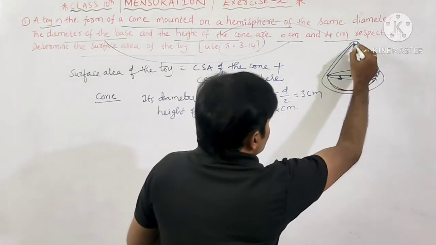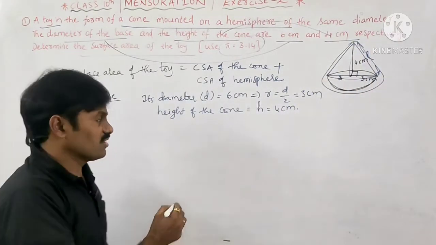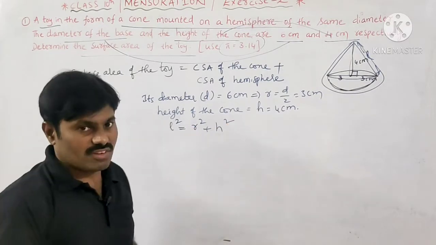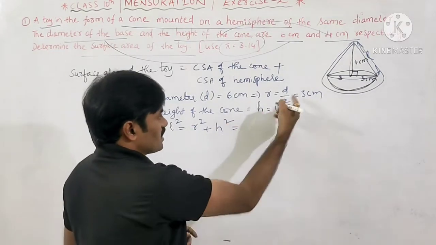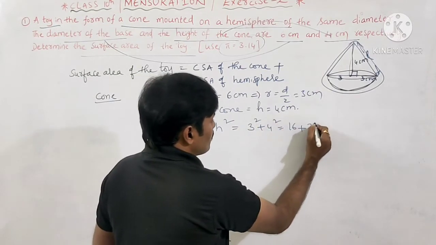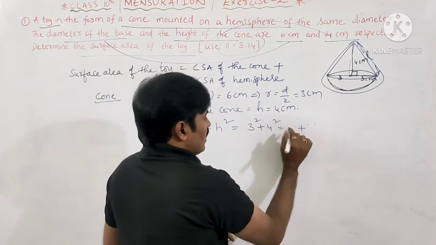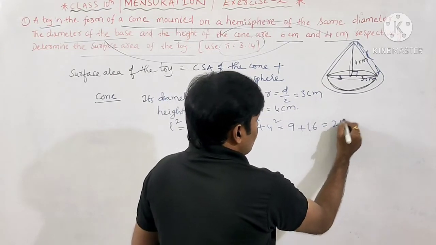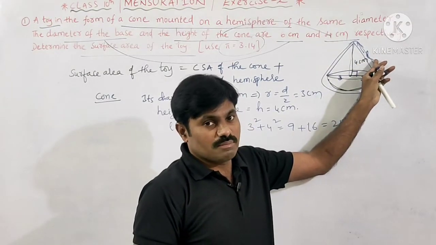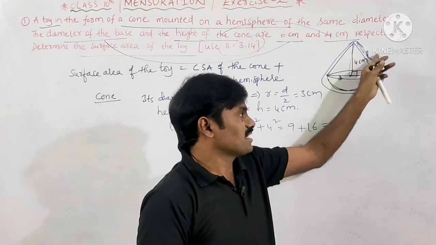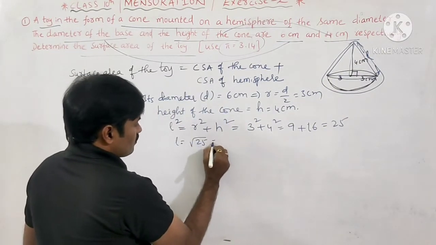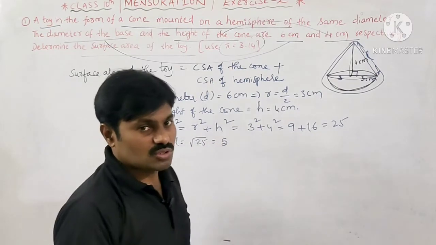If you observe, it forms a right angle triangle. As we know, the relation among L, R and H is L square is equal to R square plus H square. Substituting these values, it becomes 3 square plus 4 square, which is 9 plus 16, that is equal to 25. Also we know that for 3, 4 the hypotenuse is 5. So L is equal to square root of 25, which is 5 centimeters. So what is the slant height?